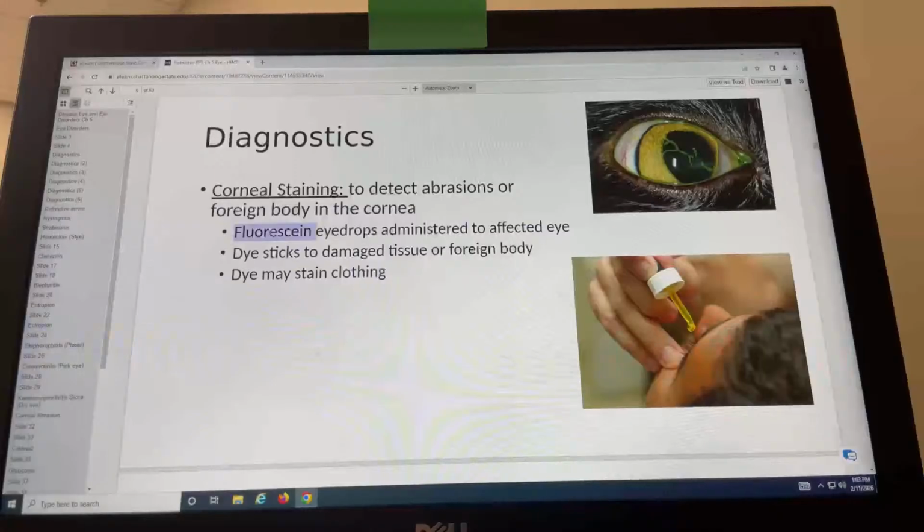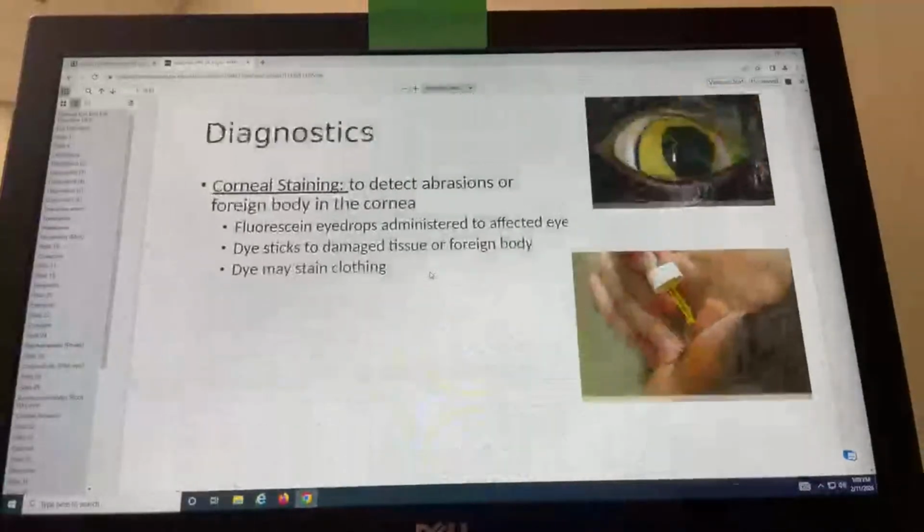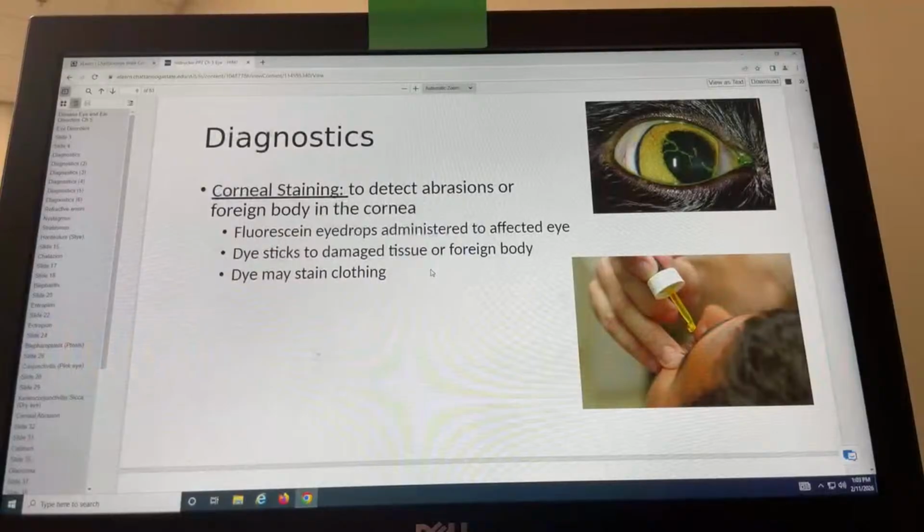And that dye is called fluorescein, so that way they can just locate the injury. And also, if you have something stuck in the eye, like a piece of dirt or a piece of glass that you might not be able to find, the fluorescein will stick to that as well, making it easier to find and remove.